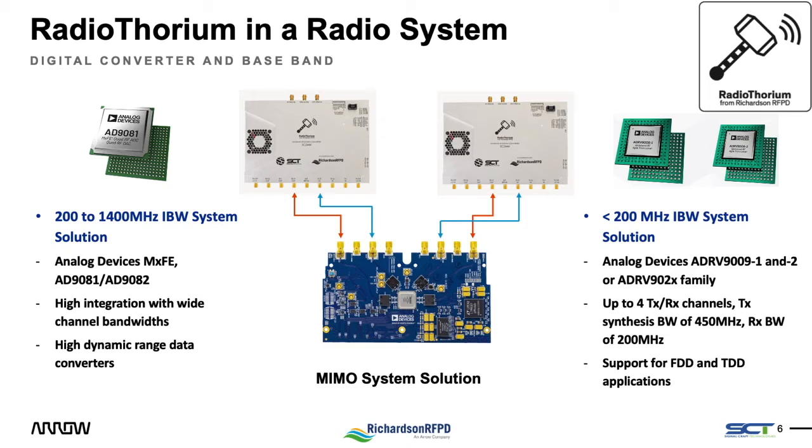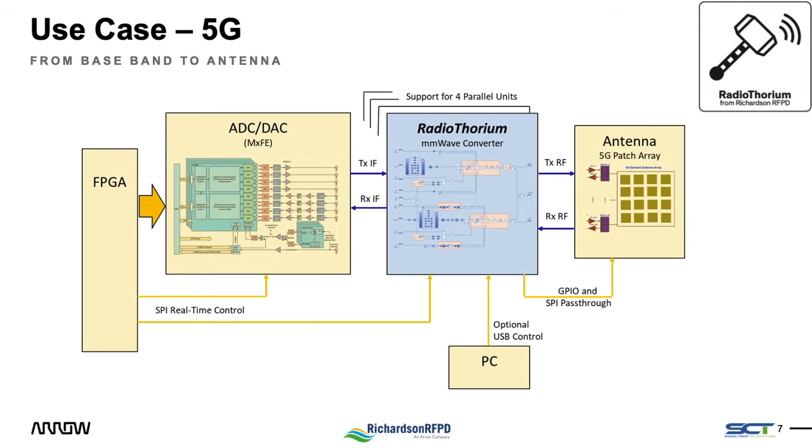I have a few options here that include the ADRV9008-1 and -2, which is a transmit-receive combo that was released a few years ago, and the most recent release, the ADRV902x series, that includes 4 TX/RX channels and supports center frequencies from 75 MHz to 6 GHz. I'm going to conclude with a slide on a 5G use case.